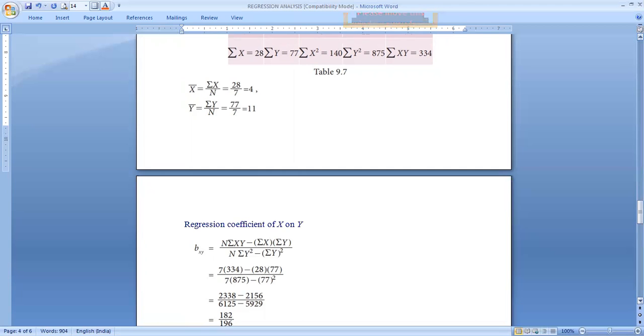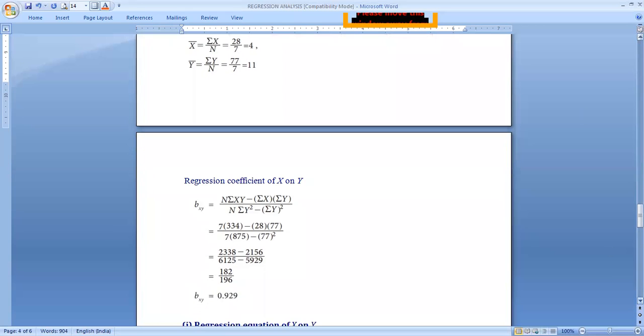So now we have to put the values in this formula: the value of n, summation xy, summation x, summation y, and summation y square. When we calculate, we will get the value of bxy equal to 0.929. So the coefficient bxy, which is also known as the regression coefficient of x on y, we have found its value as 0.929.